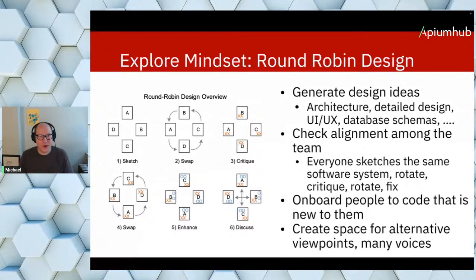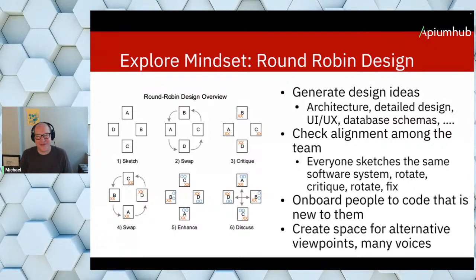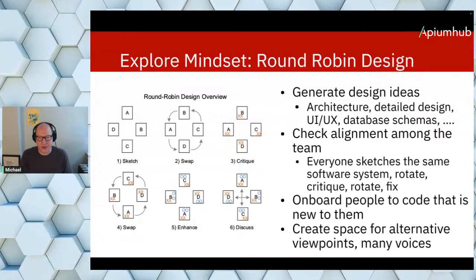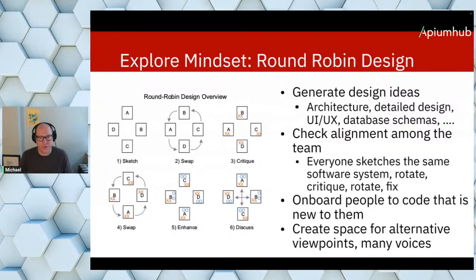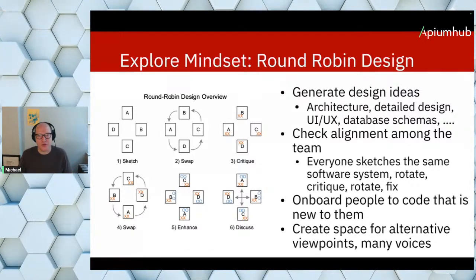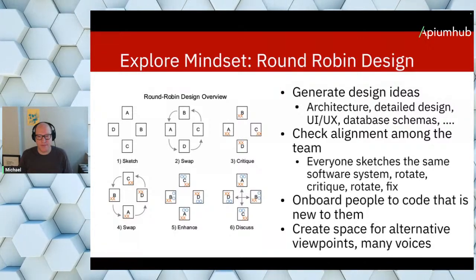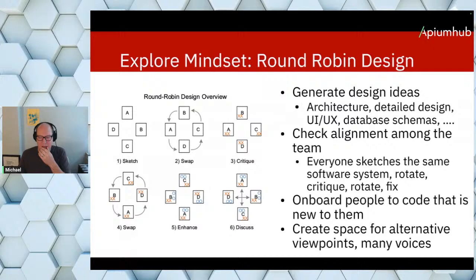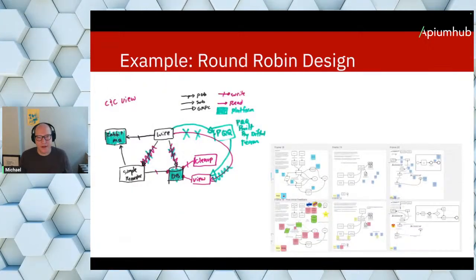Fantastic little method for onboarding. You can do this just for fun, for teaching people new things about the design. And especially if you're having disagreements or if you need to create space for more discussion, it's a really great way to bring in and make sure that everyone can be heard. Yeah, fantastic little method.